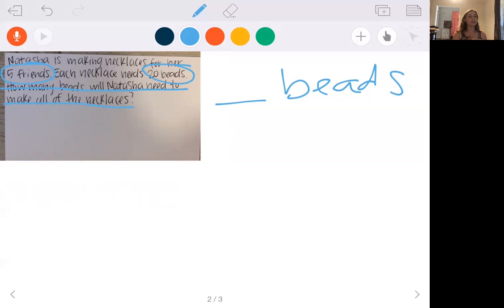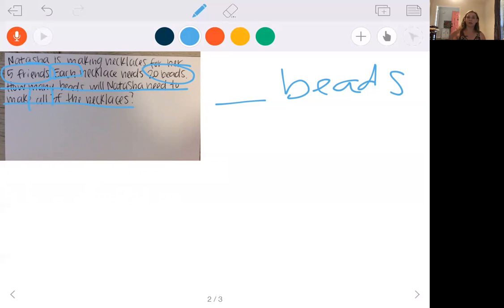Now if I look in here for some keywords, I see this word each, and we've talked about how the word each can either mean to multiply or divide. So I know I'm probably doing one of those, because I also see that my numbers are friends and beads, and I can't add or subtract those. So I know I have to either multiply or divide them because they're not the same thing. And it's looking for how many she will need to make all of the necklaces.